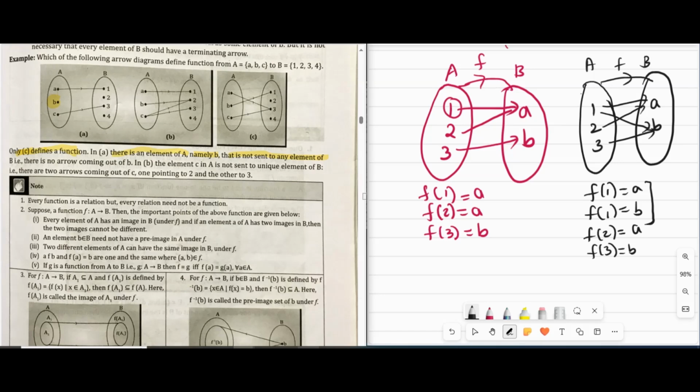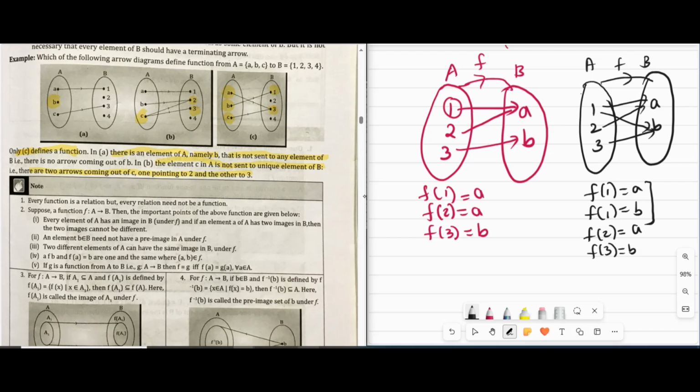Then in the second one, you can say the element c in A is not sent to a unique element of B. Therefore, there are two arrows coming out from c, one pointing to 2 and another pointing to another element. So here c has two images. Therefore, it is not a function. Then the third one: a is mapped to 3, c is mapped to 3, b is mapped to 1. So here each element of the domain has only one image, then it is called a function. So here C is a function.